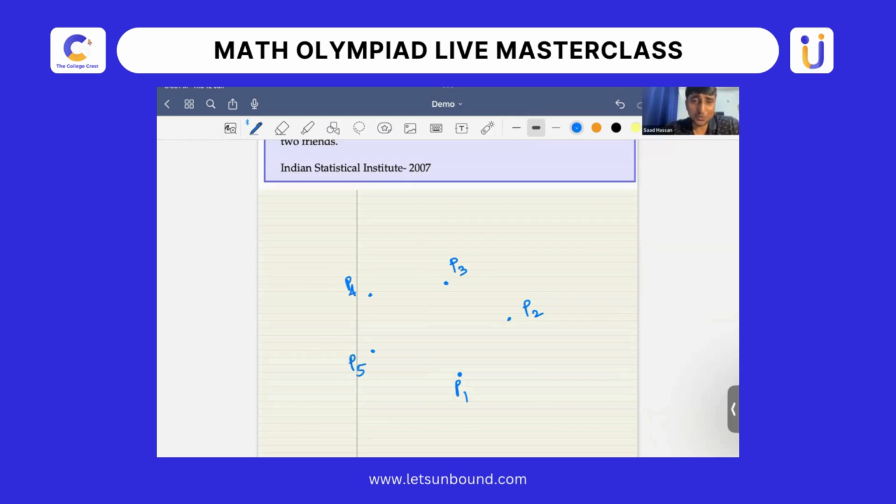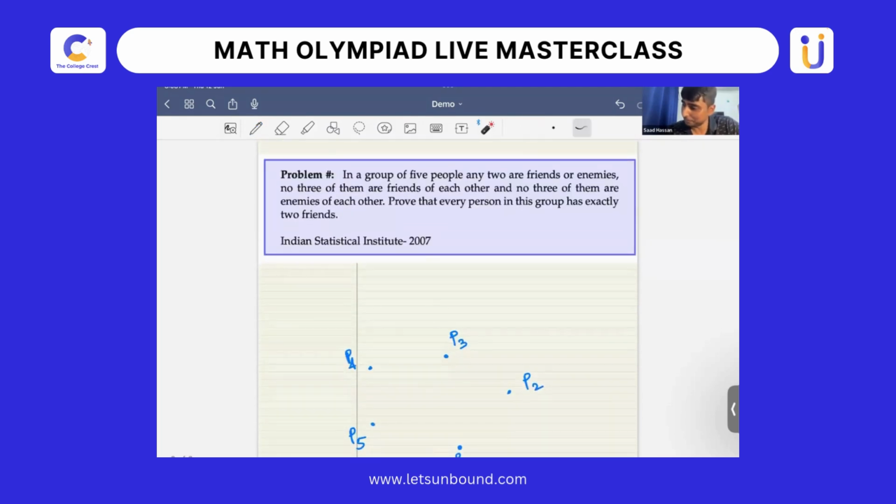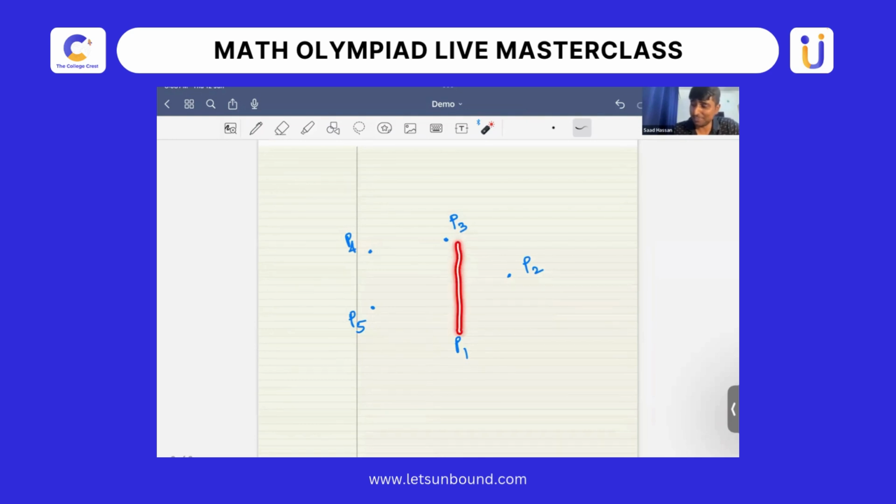So what we know is that if you are going to take any two people, they're going to be friends or they're going to be enemies, right? And they have already stated that two people are friends or enemies. That's true. So if you're going to take any two people, so P1 and P3, they are going to be friends or they're going to be enemies. P1 and P4, they are going to be friends or they're going to be enemies. P1 and P5, they're going to be friends or they're going to be enemies. The same goes for P1 and P2.